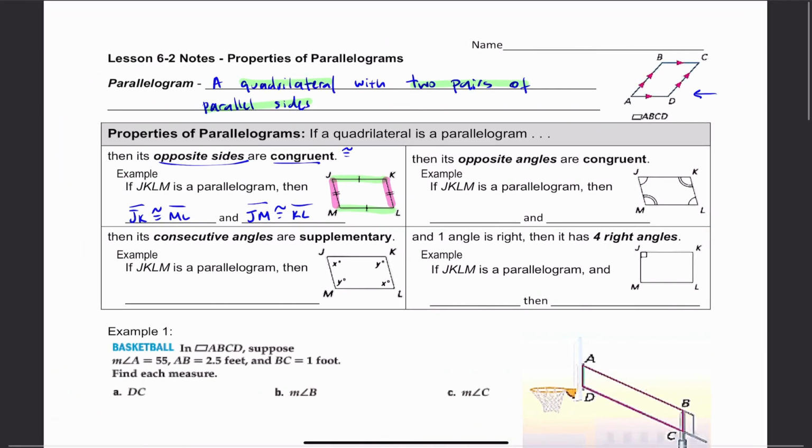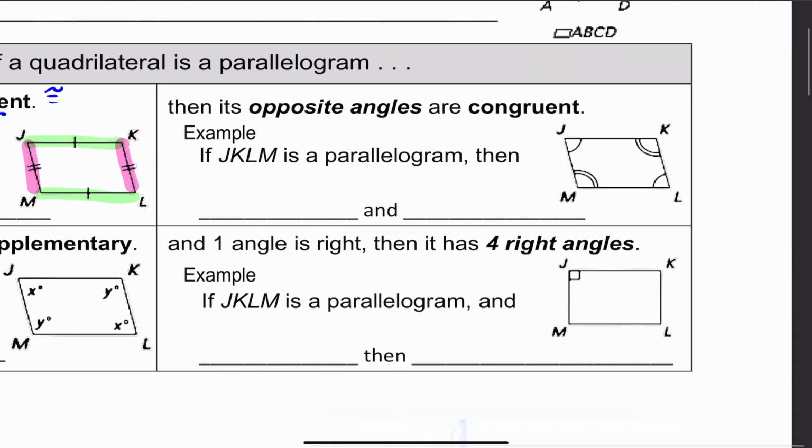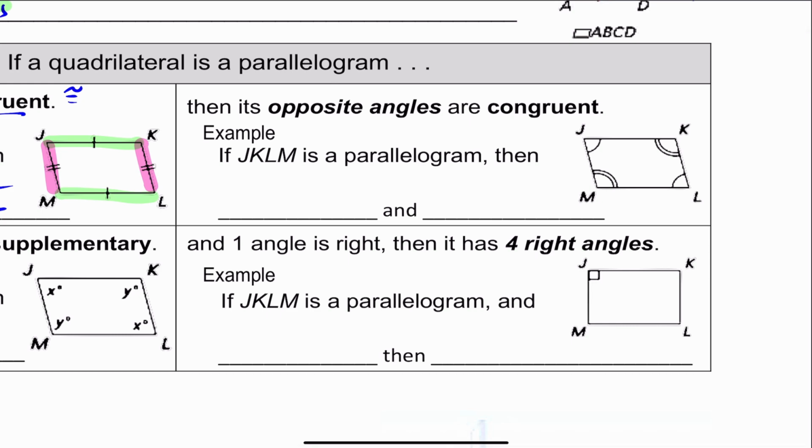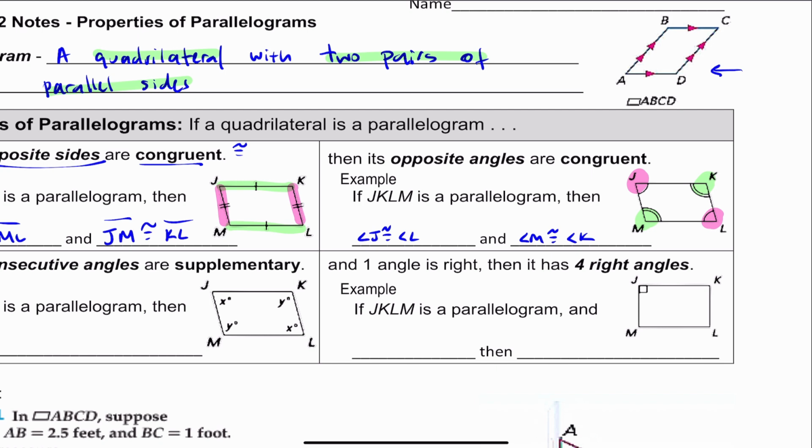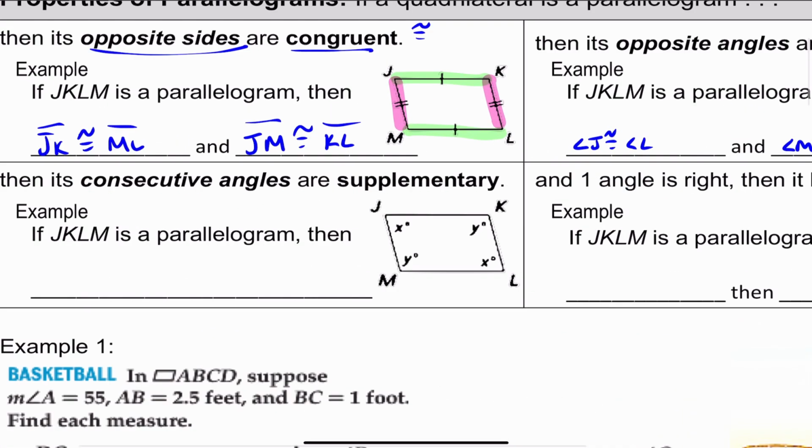Now, if a quadrilateral is a parallelogram, then its opposite angles are congruent. So here's JKLM, a parallelogram. That means that angle J and angle L are congruent, and that means that angle M and angle K are also congruent. So if you have a figure which is a quadrilateral and a parallelogram, then we can say that those opposite angles are congruent. And then here we have this.